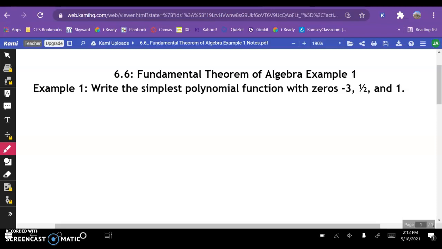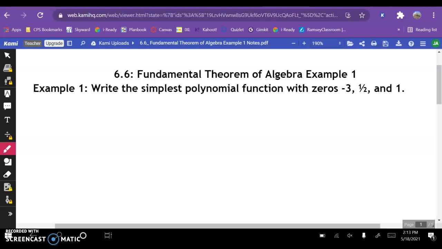Moving into section 6.6 on the fundamental theorem of algebra, we're going to look at example 1 here. We are to write the simplest polynomial function with the zeros -3, 1/2, and 1. So for the last little while, we've been finding zeros, and now they're giving us our zeros, and we need to find the polynomial. So we need to work backwards, basically.